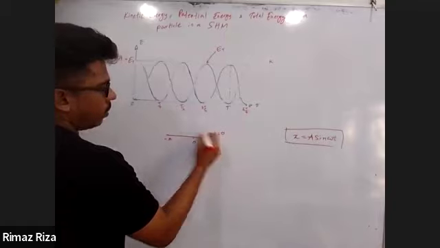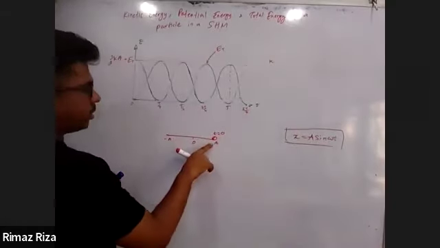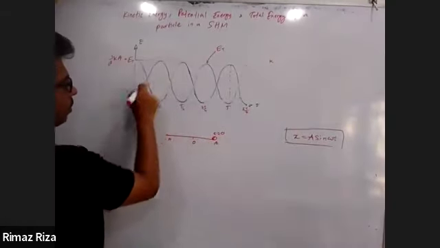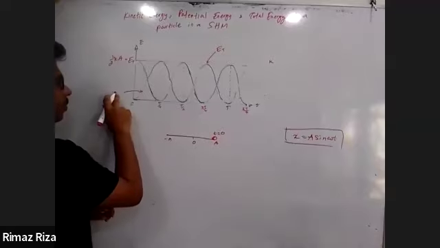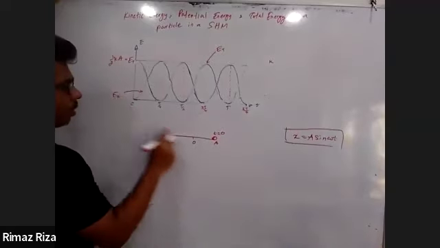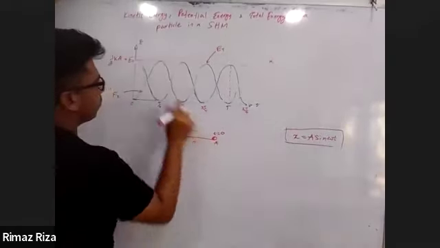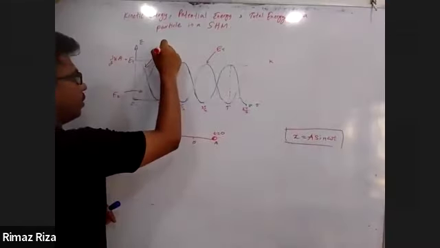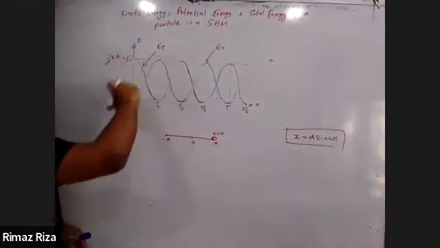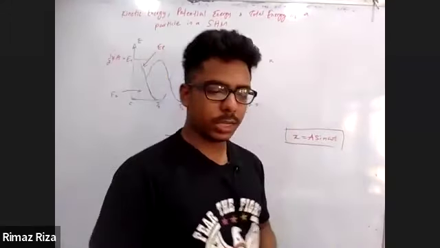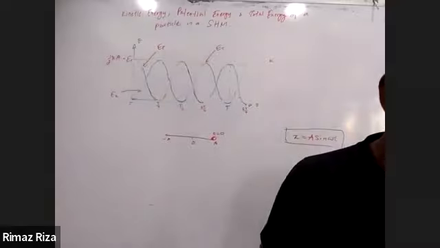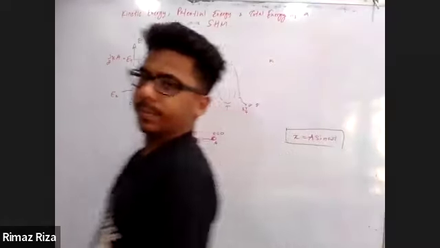So at the amplitude, the kinetic energy is 0. So this curve will be the kinetic energy now, Ek. And the potential energy will be maximum. So this is EP. So if you change the two curves' labeling, that will be the correct answer.